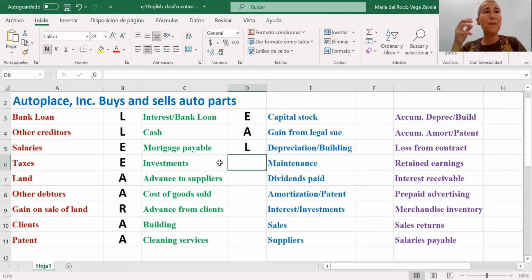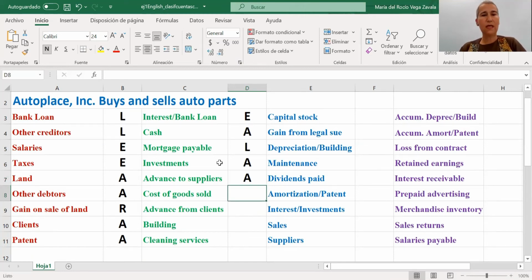Investments, that is, I reserve an amount of money that I put in the bank, and the bank is paying interest for me. So that little money that I put aside in the bank as an investment, it is my property, so it is an asset. Advance to suppliers is the same as you paying in advance merchandise to suppliers. So if you paid something in advance, you have the right to receive something. So if you have a right, that will be an asset.